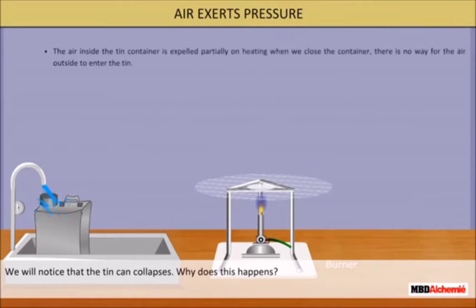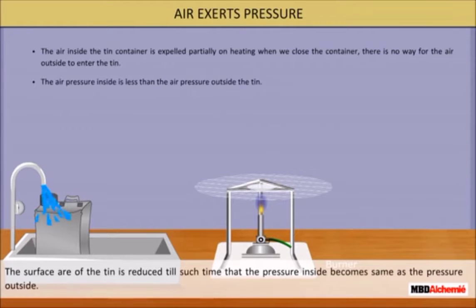Why does this happen? The air inside the tin container is expelled partially on heating. When we close the container, there is no way for the air outside to enter the tin. The air pressure inside is less than the air pressure outside the tin. The air outside the tin presses against its surface. This crushes the tin. The surface area of the tin is reduced till such time that the pressure inside becomes same as the pressure outside.